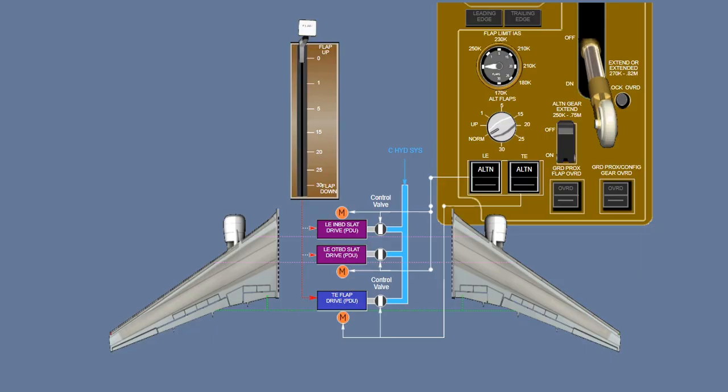The alternate flap system incorporates 2 alternate flap switches and an alternate flap selector. There is 1 alternate flap switch for the leading edge slat drive system and 1 for the trailing edge flap system.